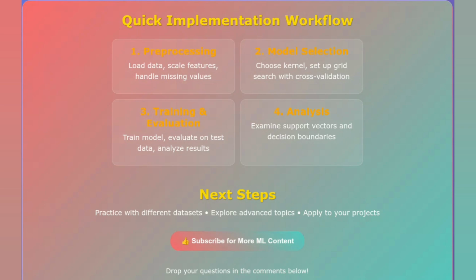To continue your SVM journey, I recommend implementing the examples we discussed today. Practice with different kernels on various datasets. Explore advanced topics like multi-class SVM strategies and online learning variants. Study the mathematical derivations if you're interested in the theoretical foundations. And most importantly, apply SVMs to your own projects. That's where the real learning happens.